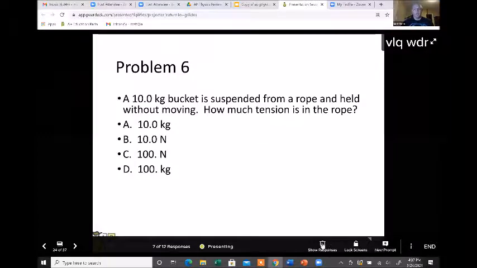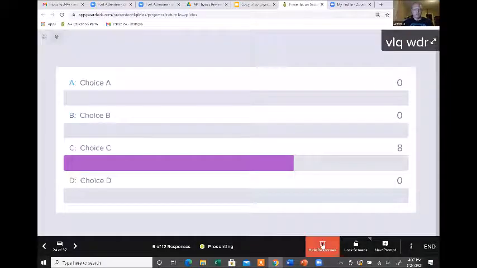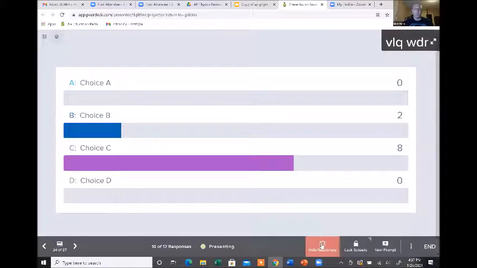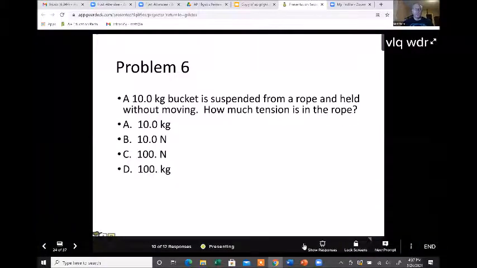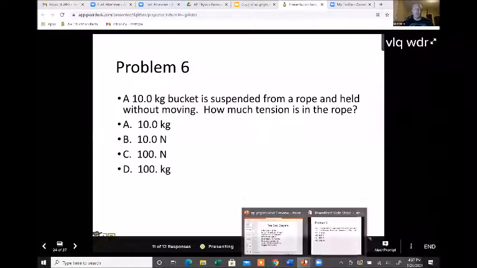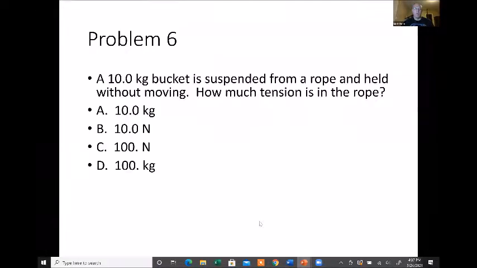All right, I'm going to see what you guys are thinking here. So most of you are thinking C. And let's go back to the PowerPoint now. And let's think about a free body diagram. So we had a rope and some kind of bucket. We'll just draw it like that. And it says the bucket is suspended from the rope and held without moving. How much tension is in the rope? Well, let's draw a free body diagram.